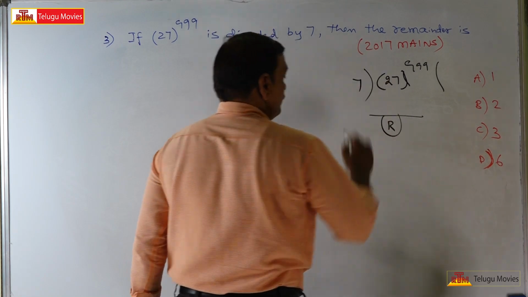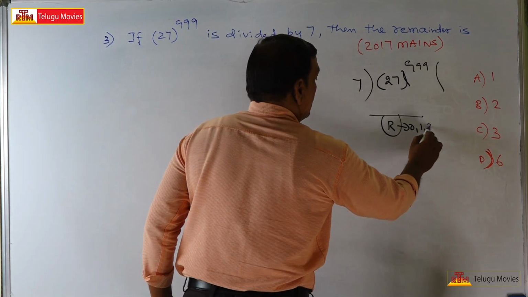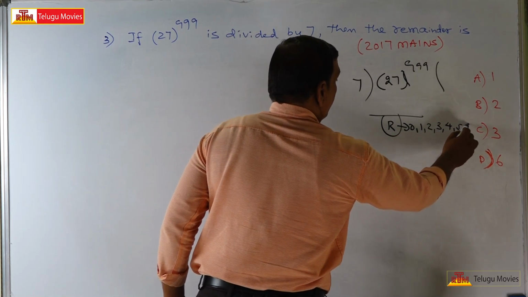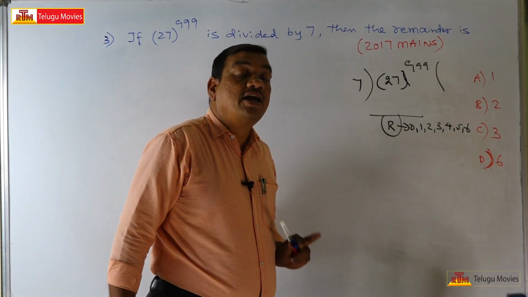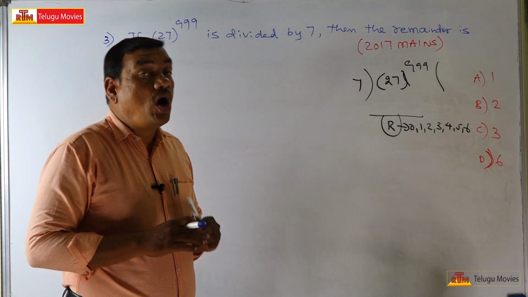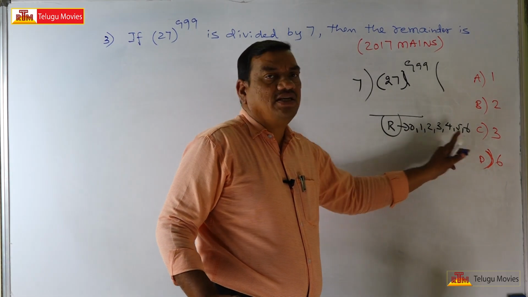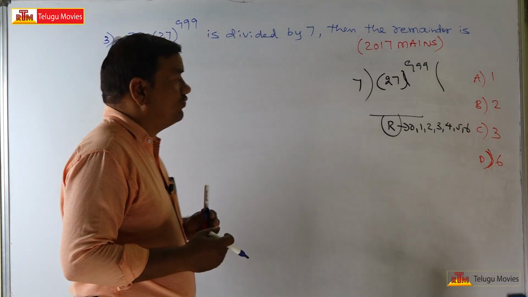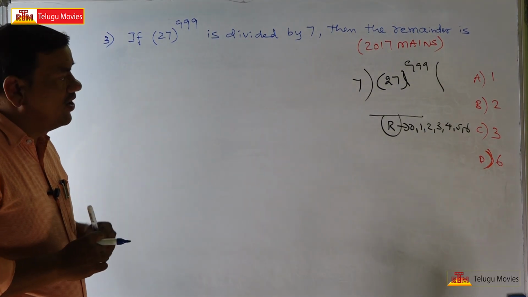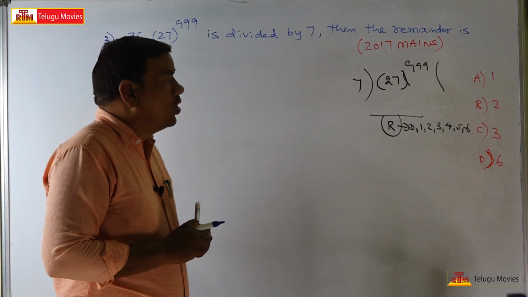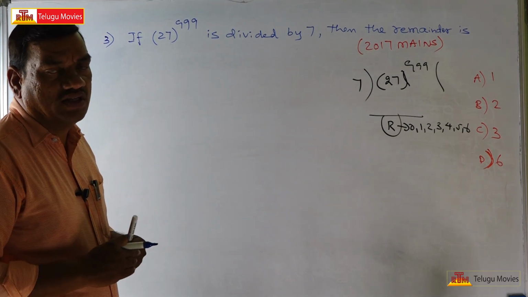Now, when 27 whole to the power of 999 is divided by 7, what is the remainder? One thing is clear, the remainder is either 0 or 1 or 2 or 3 or 4 or 5 or 6. Observe that it should not be a negative number. It should be 0 or a positive integer, that means whole numbers 0, 1, 2, 3, 4, 5, 6 up to 6. If you observe the options, all are eligible for the answer, but there is no option elimination process.